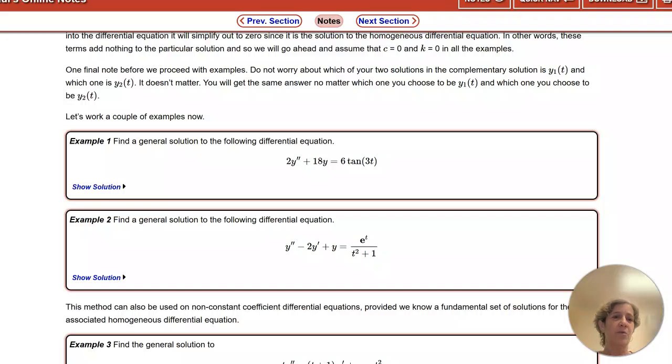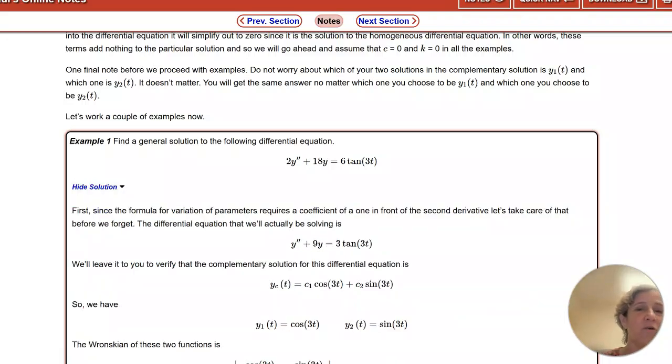So here's an example, example 1, and this is very similar to some of your homework. So notice our guess and check method won't work here because our right-hand side is not a nice function, it's tangent. So in this case, we would first need to divide through by 2 to put it in that standard form where the lead coefficient is 1. Which would give us y double prime plus 9y equals 3 tangent of 3t. So the g of t is going to be 3 tangent of 3t. To find y1 and y2, I would need to solve the homogeneous equation.